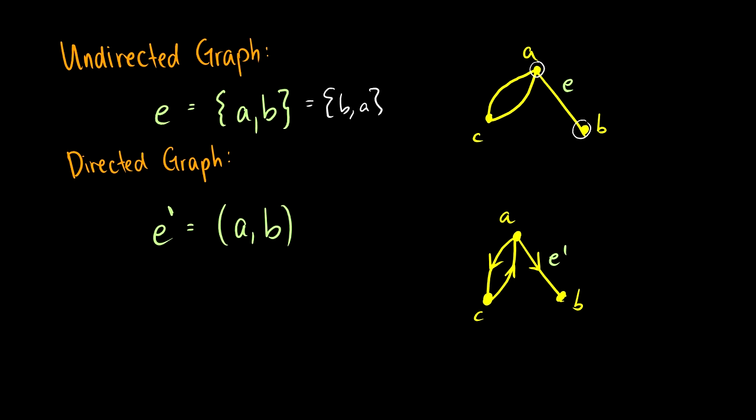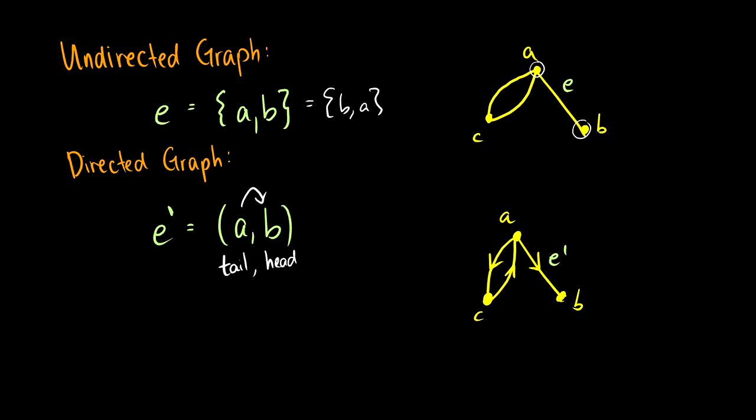But in a directed graph, order does matter. So we label these as ordered pairs. We can also use the pointy brackets if you prefer those for ordered pairs. In this case, when we say the pair (A, B), we have a tail coming from A and a head going to B. So it's an arrow from A to B. In a directed graph, each edge has a tail and a head.